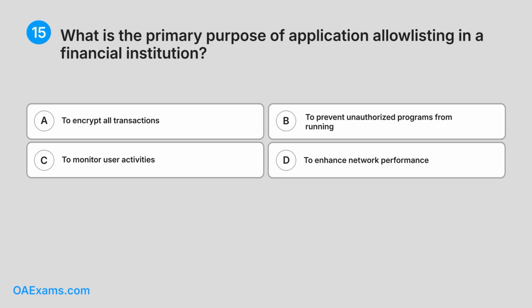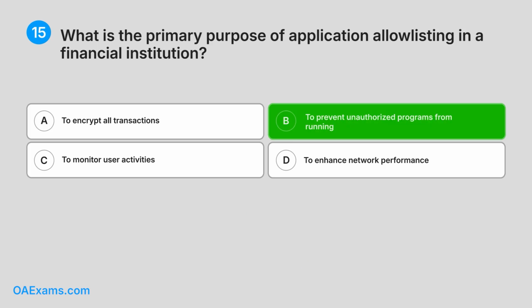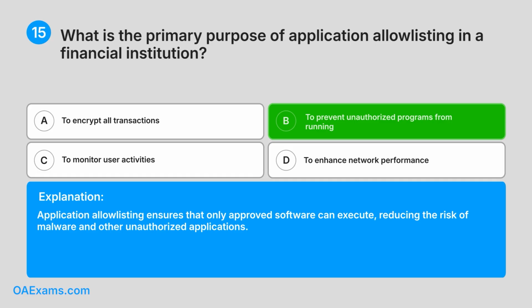Correct answer. B. To prevent unauthorized programs from running. Explanation. Application allow listing ensures that only approved software can execute, reducing the risk of malware and other unauthorized applications.